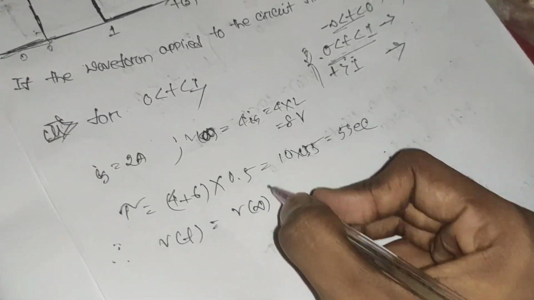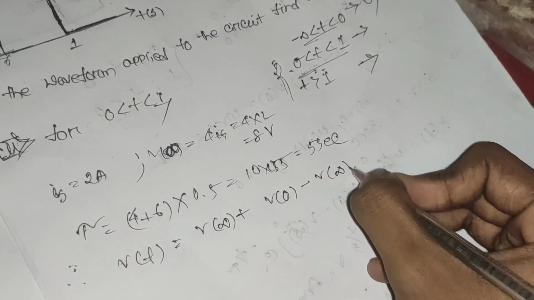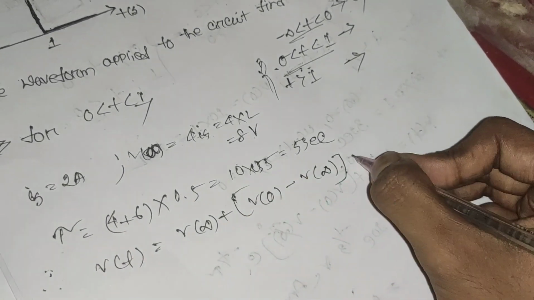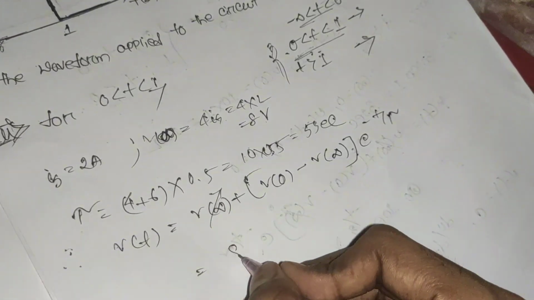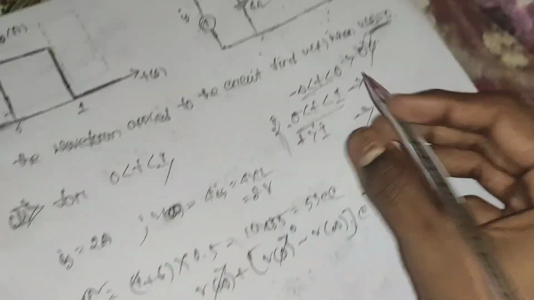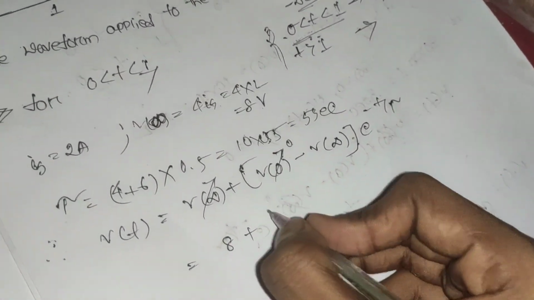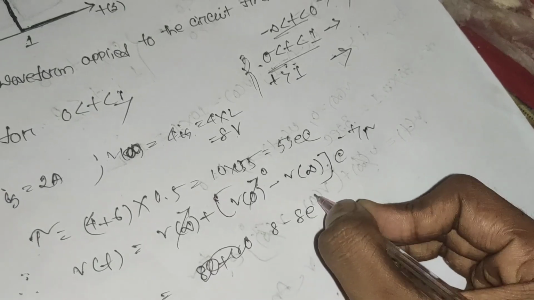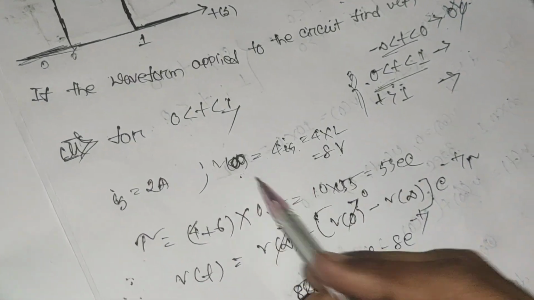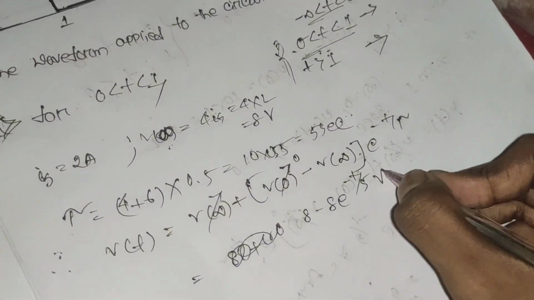So if we want to calculate this voltage, it is V infinity plus V0 minus V infinity, e to the power minus t divided by tau. What is the value of V infinity? It will be 8 plus, what is the value of V0? It is already given, so we were mistaken earlier. It will be 0. So 0 minus 8 is minus 8. So 8 minus 8 e to the power minus t by tau, where tau equals 5 second. This is the value of Vt.